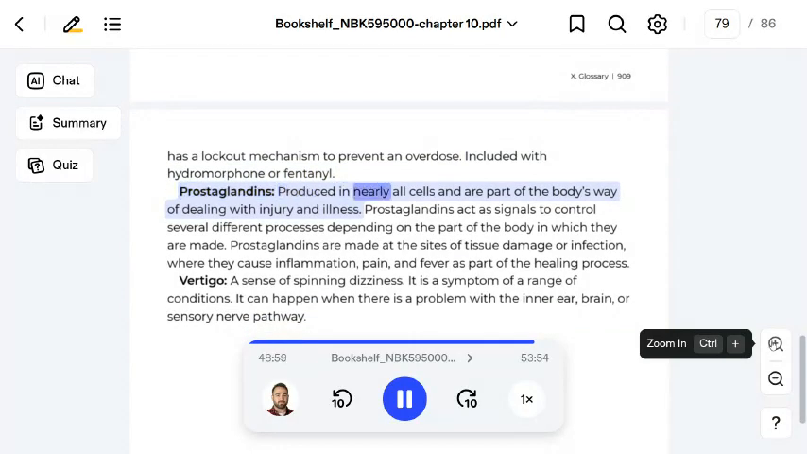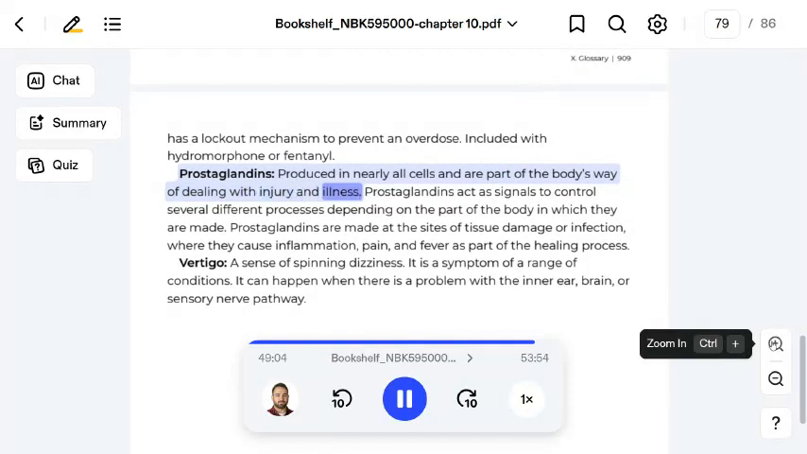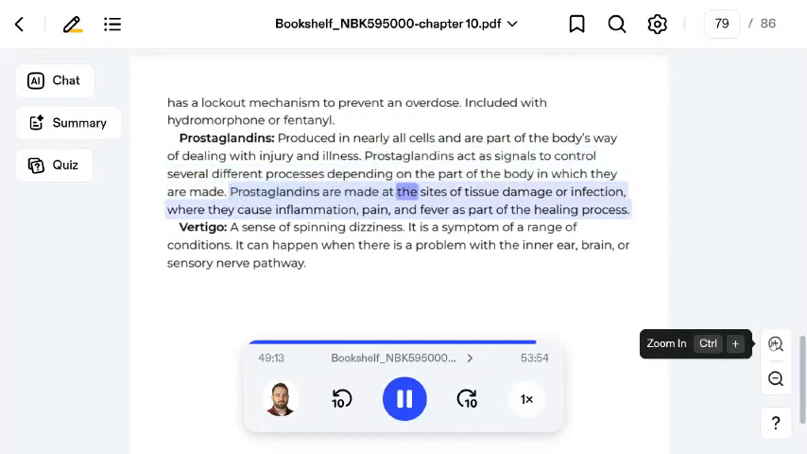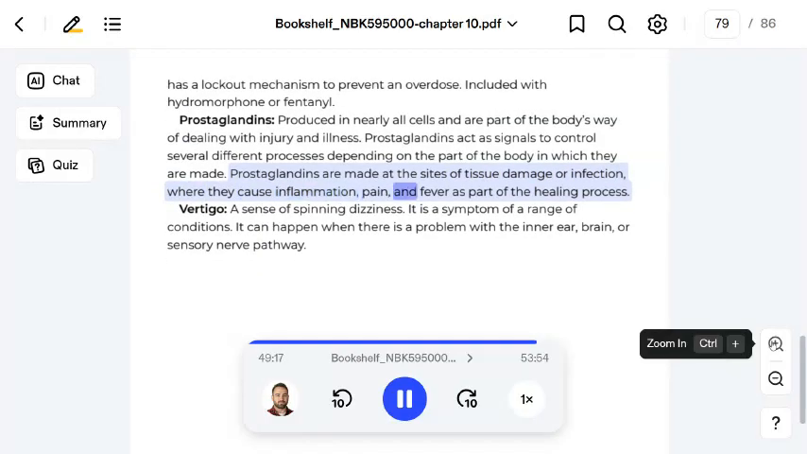Prostaglandins, produced in nearly all cells and are part of the body's way of dealing with injury and illness. Prostaglandins act as signals to control several different processes depending on the part of the body in which they are made. Prostaglandins are made at the sites of tissue damage or infection, where they cause inflammation, pain, and fever as part of the healing process.